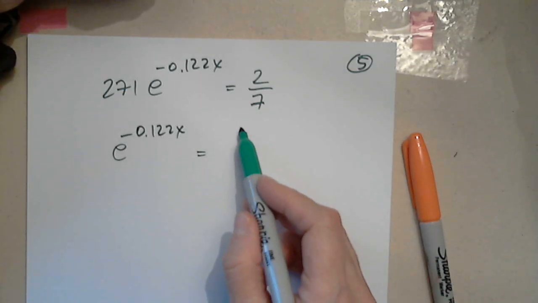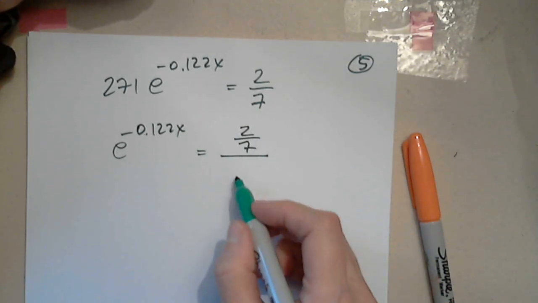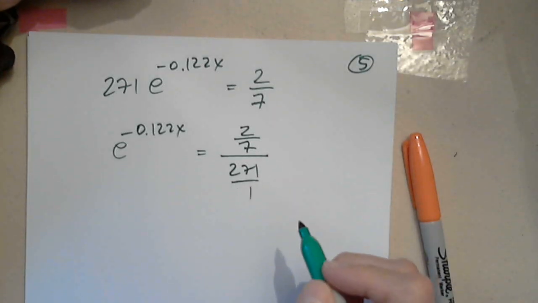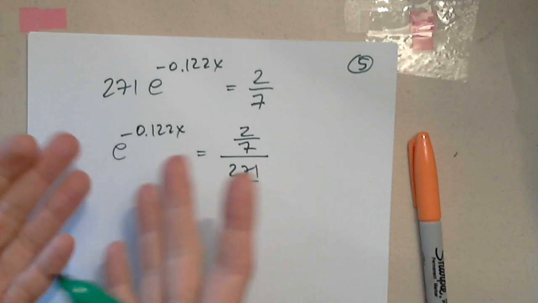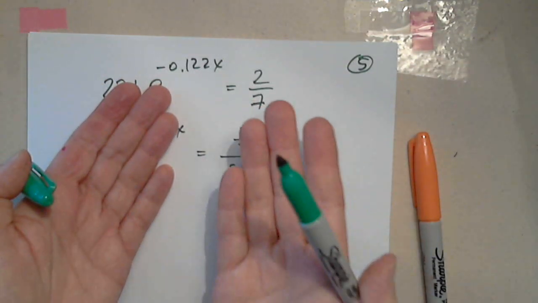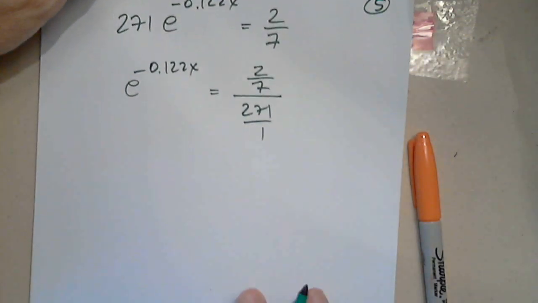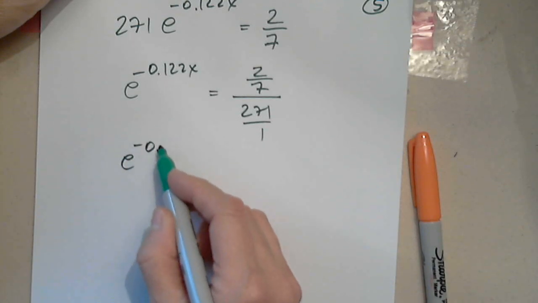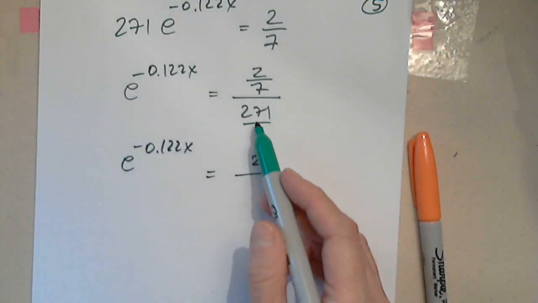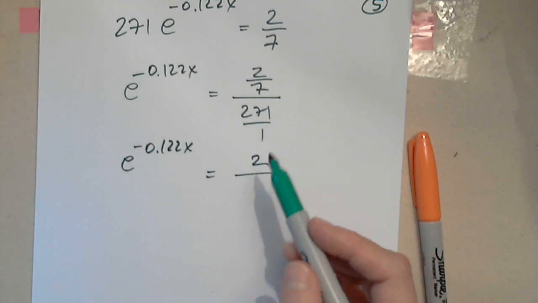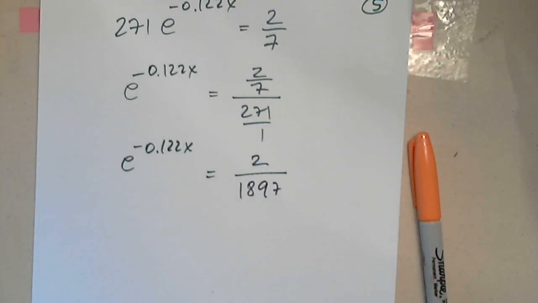At the top, 2 over 7. In the denominator, 271 over 1. I cannot write the equal symbol again. Each equation has left-hand side, right-hand side in equal symbol. But I should write one more time. E to negative 0.122x equals 2 over, and we have that number, right? 1897. Is this better?